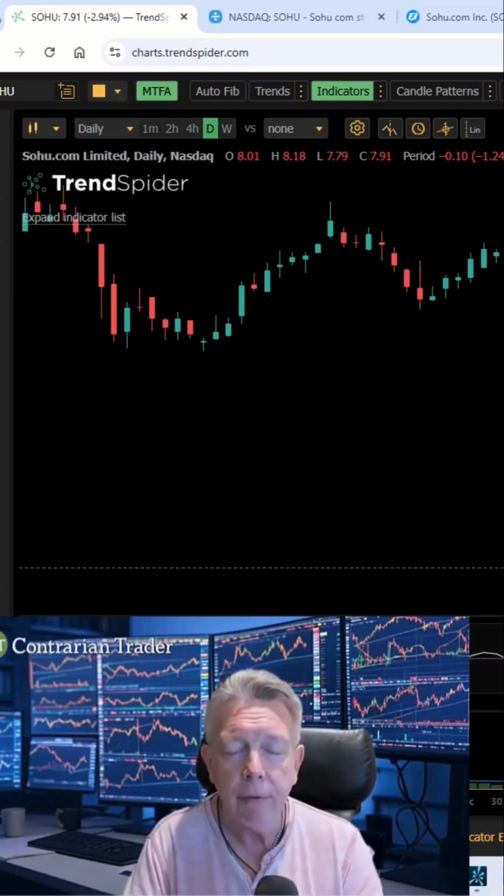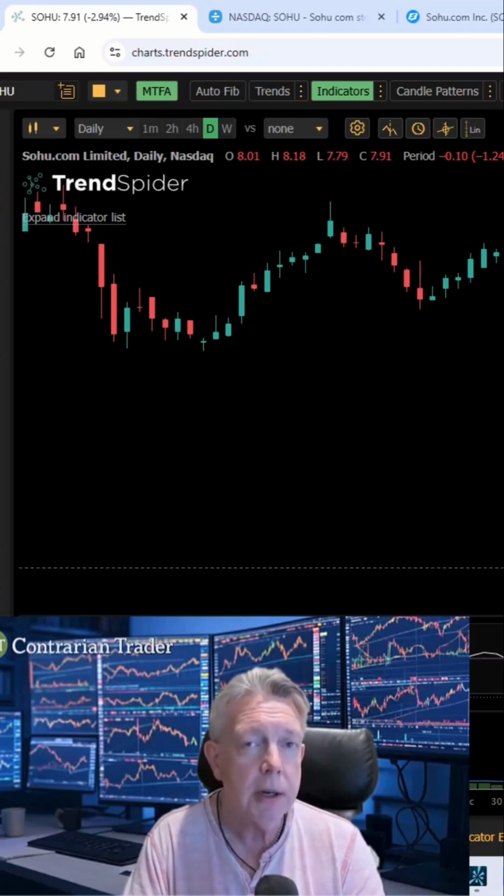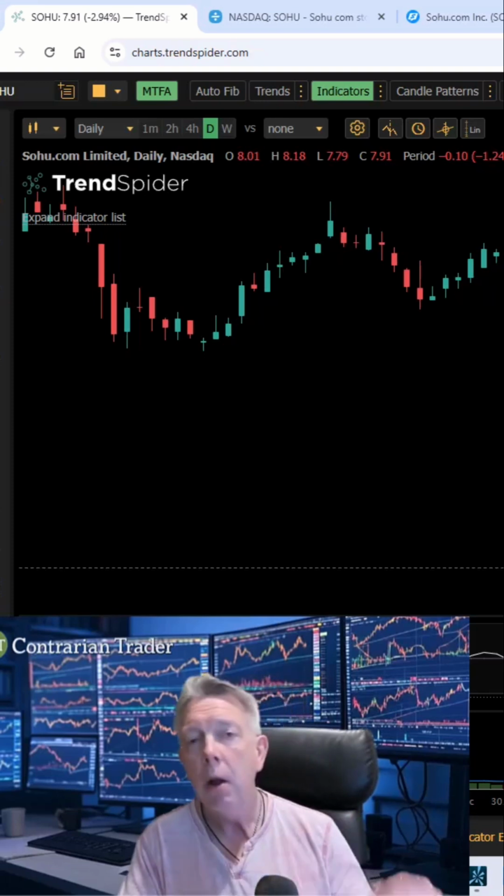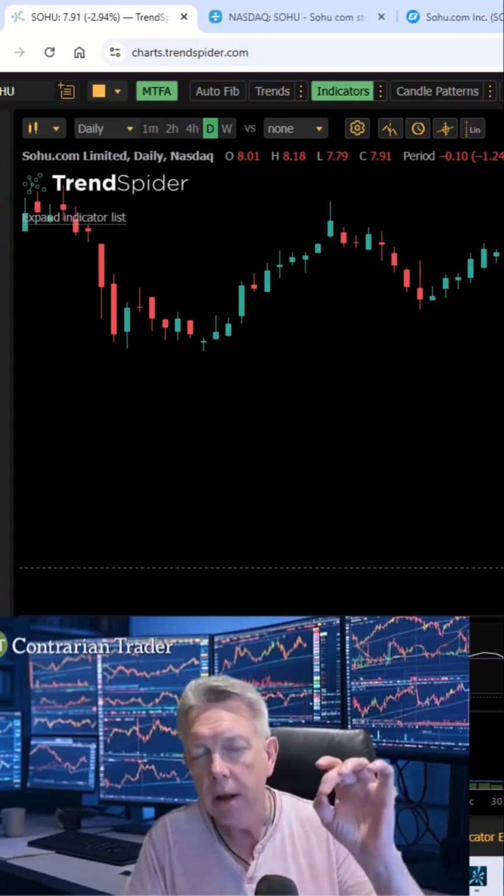RSI on the daily time frame, we are at 11.89. Now, that is extremely oversold. It is unsustainable, but guess what? We know from past experience this can go lower.